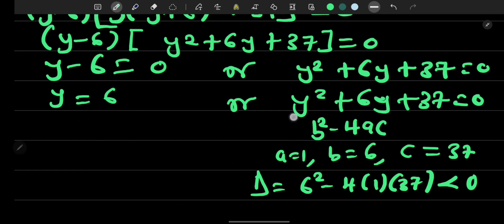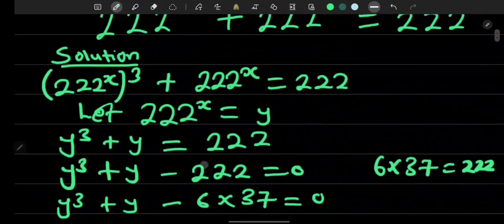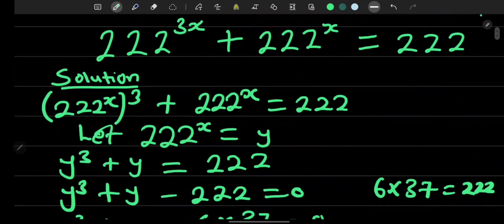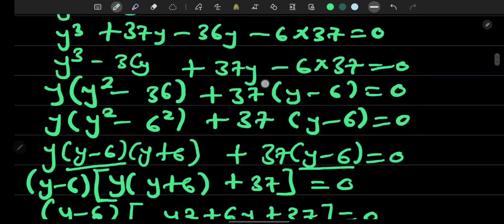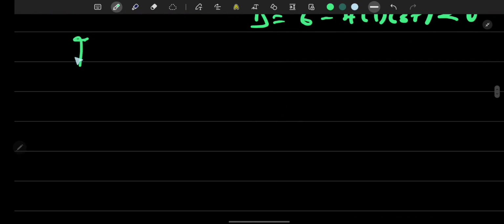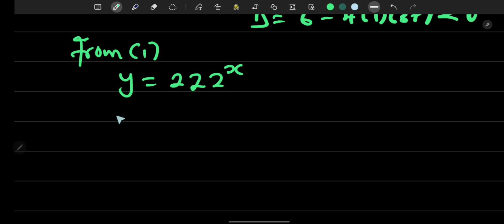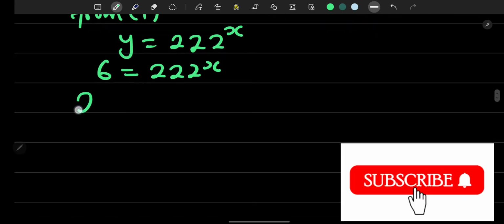To be 6. But going back to the given question, you are asked to find x, not y. From equation 1, what do we have there? We have y to be 2 raised to the power of x, and we've gotten y to be 6 now. So 6 equals 2 to the power of x. We can write this as 2 raised to the power of x equals 6.